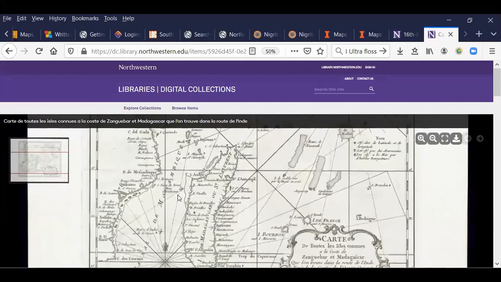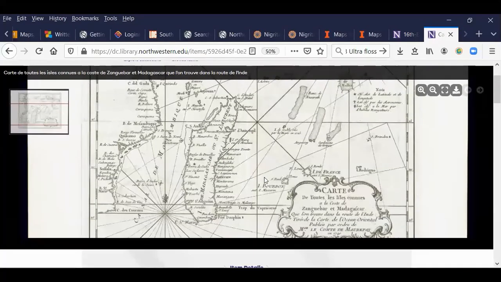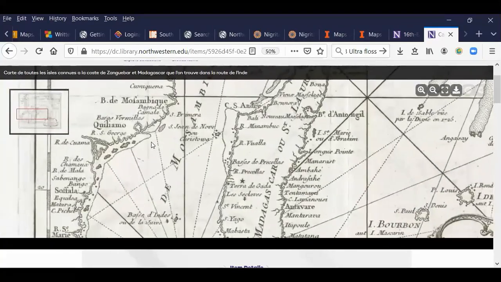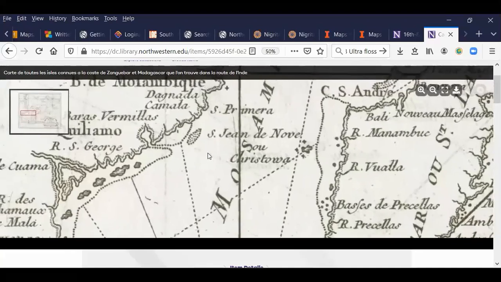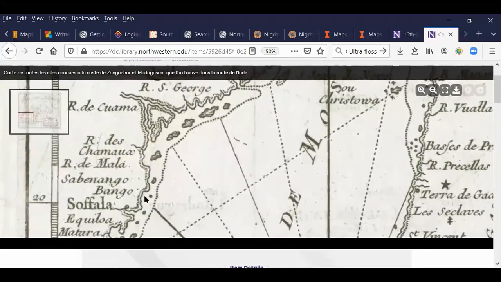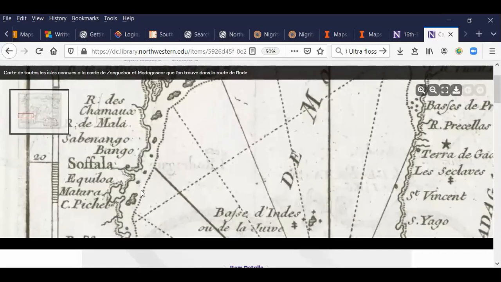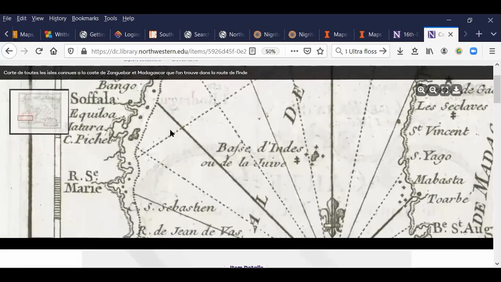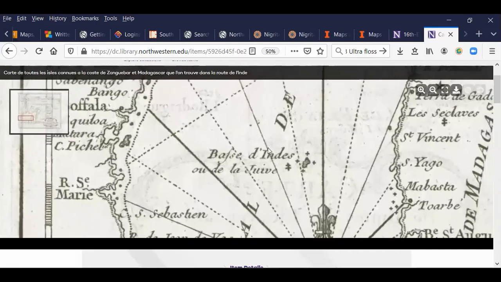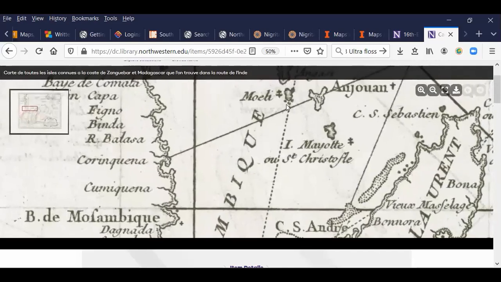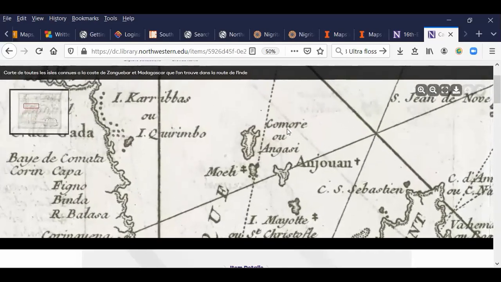This one is of East Africa by the same cartographer, Belin, and it shows the channel between Madagascar and the east coast of Africa, with an indication again in detail of the importance of the offshore islands, especially from Sofala northwards, and an indication of the control of the island of Madagascar by the French at the time.